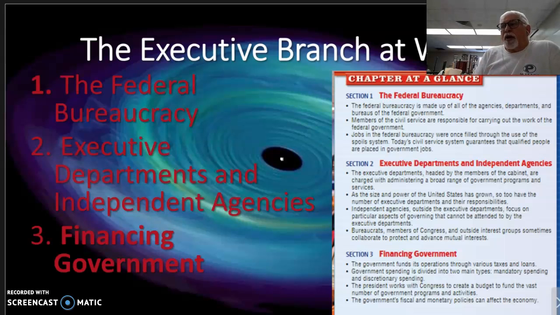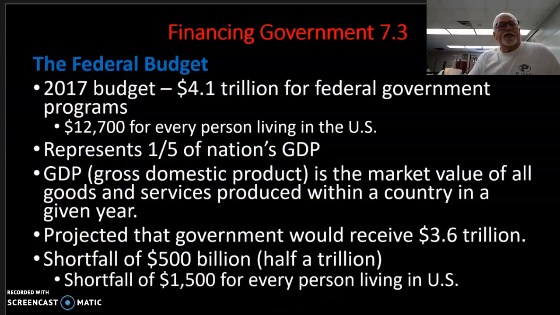The government funds its operations through various taxes. You want to understand those taxes as well as loans. Government spending is divided into two main types of spending: mandatory spending and discretionary spending. And the president works with Congress to create a budget to fund the vast number of government programs and activities. The government's fiscal and monetary policies can and do affect the economy. So we're going to talk about how the federal government is financed.